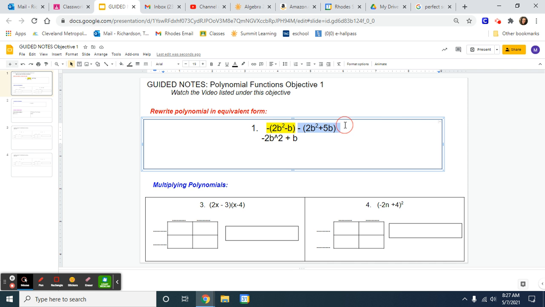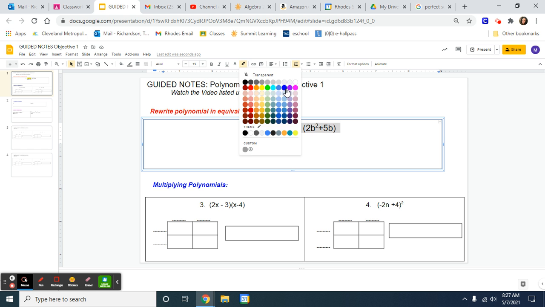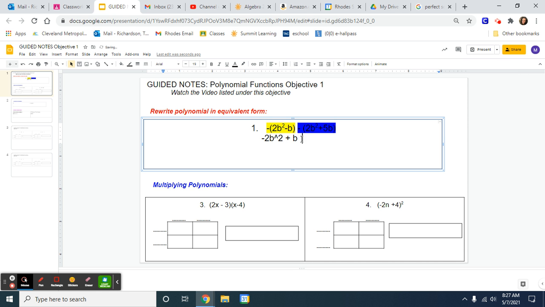Now let's take care of our second parenthesis. Again, there is a negative out front. So the negative with 2b squared becomes a negative 2b squared. And then my second term is a positive 5b, and that negative is being distributed to it, so it's going to become a negative 5b, okay? So there we go. We took care of our negatives. Now let's combine like terms.